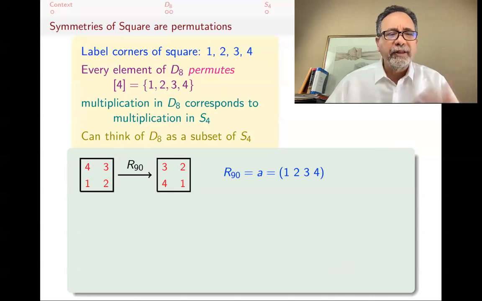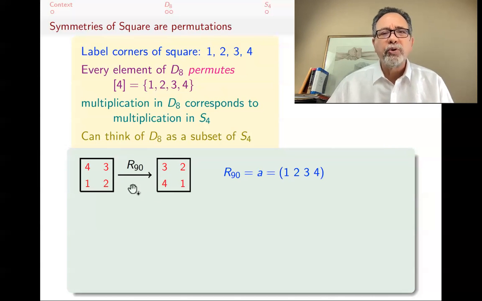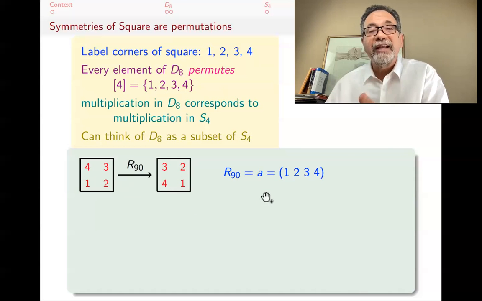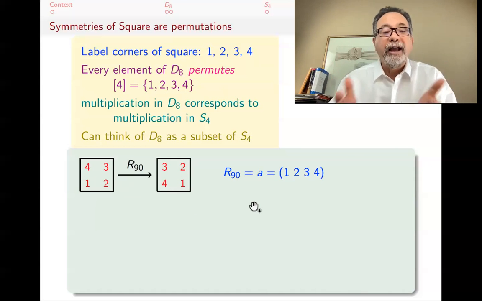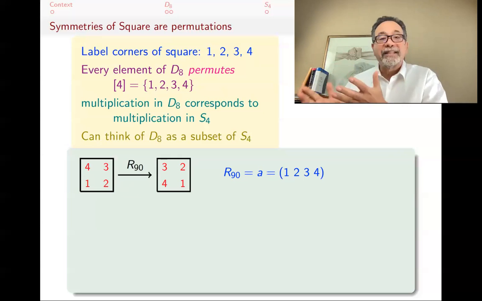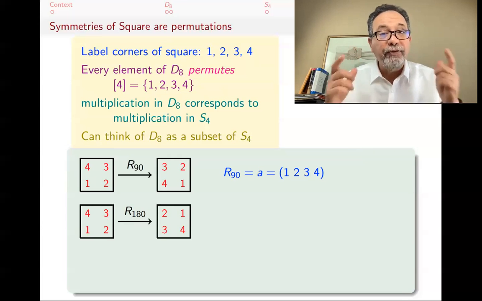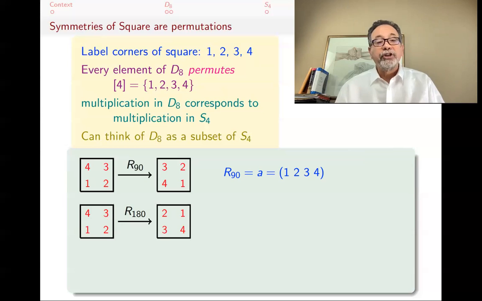You could have thought of it differently. You can say, look, this picture you have here is giving me a one-to-one onto map. 1 is going to 4, 2 is going to 1, 4 is going to 3, 3 is going to 2. That happens to be the inverse of this element. It would be fine if you said that A is that permutation. R180, what is that? 1 goes in the place of 3, 3 goes in the place of 1, 2 goes in the place of 4, 4 goes in the place of 2, if you're thinking of it as permutations of the corners.